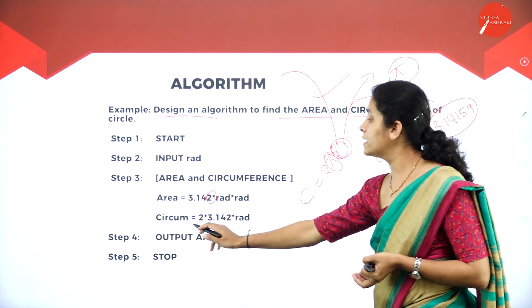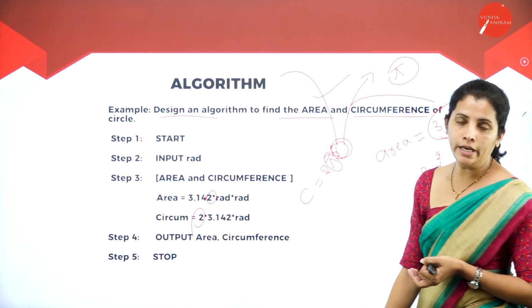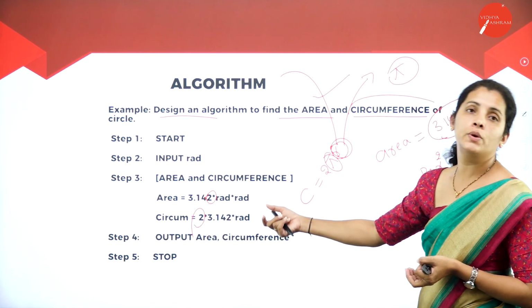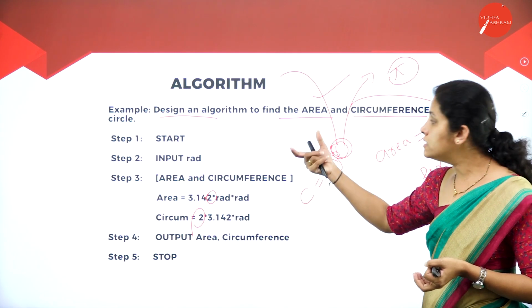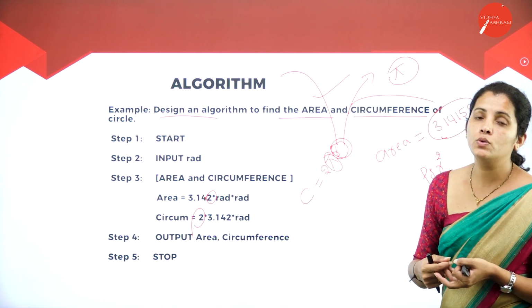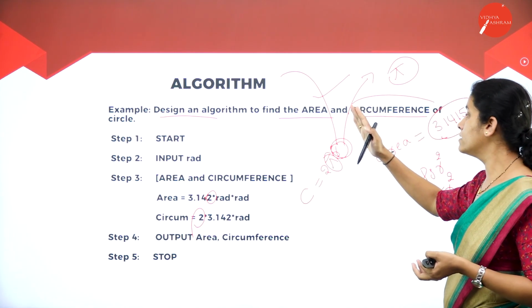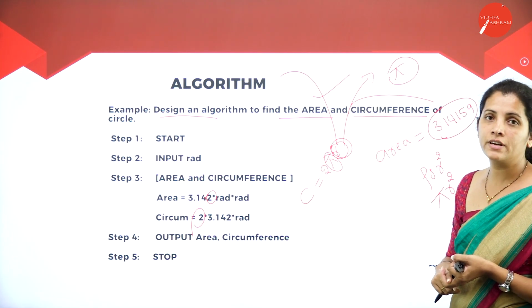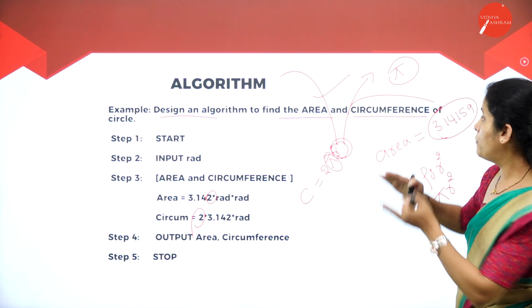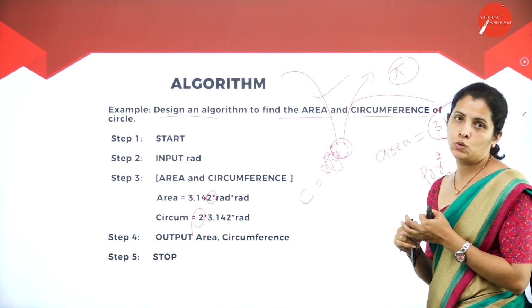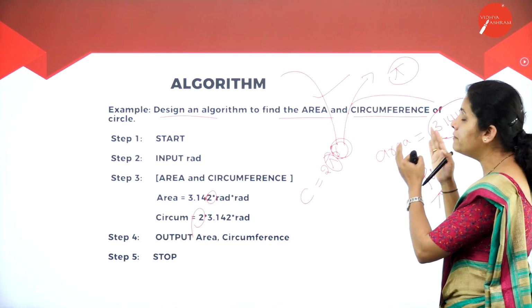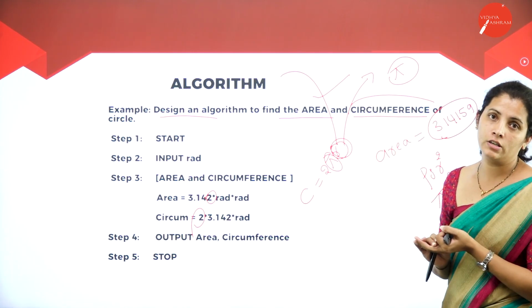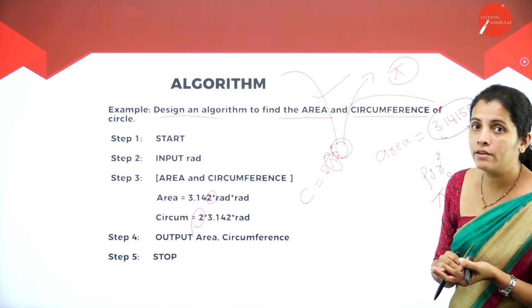Now, once again, I'm going to have circumference. How am I going to calculate? That is 2 into pi value into radius. This is the way I can find the area as well as circumference. Now I have the problem along with the solution. Now I want to convert this problem into an algorithm. How can I convert it?